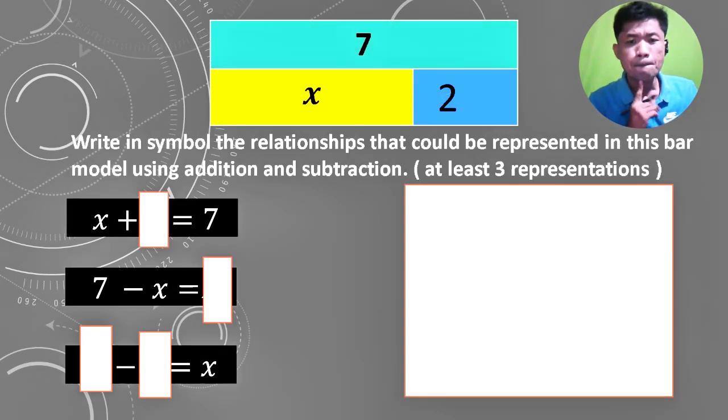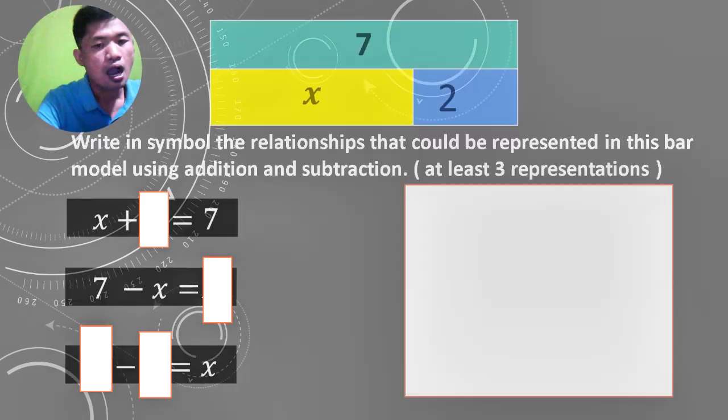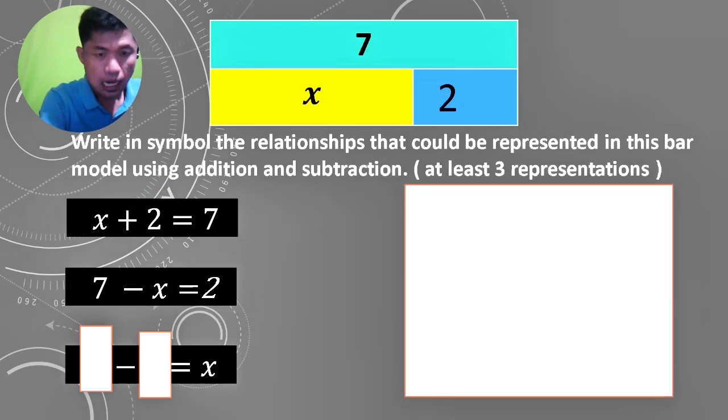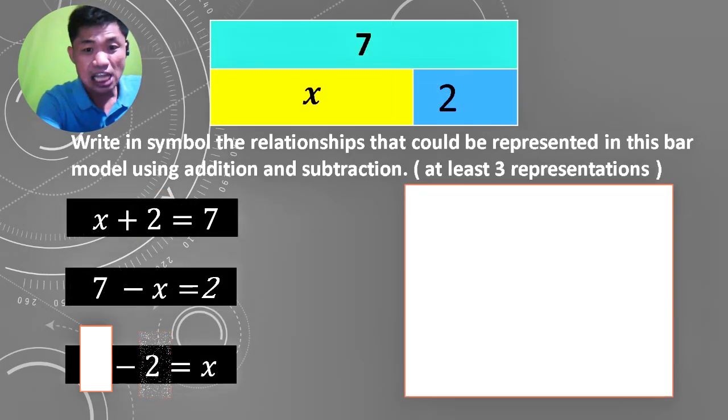Suppose you have this bar model. And of course, you are asked to write a symbol to represent the relationship in what is represented in this bar model using only addition and subtraction. Three representations. Oh, you have already the clue there. x plus 7 minus x equals 2.